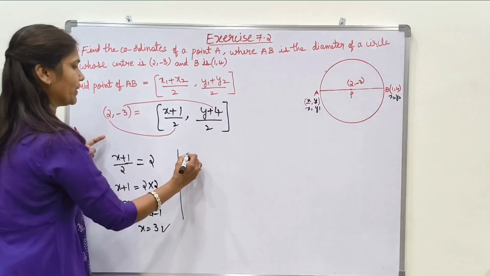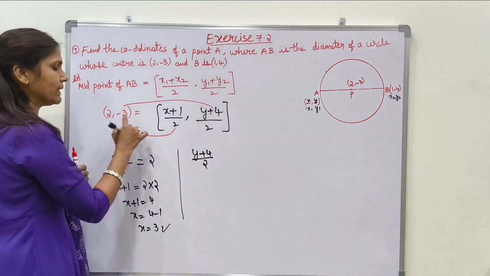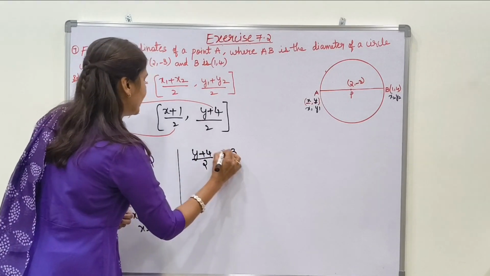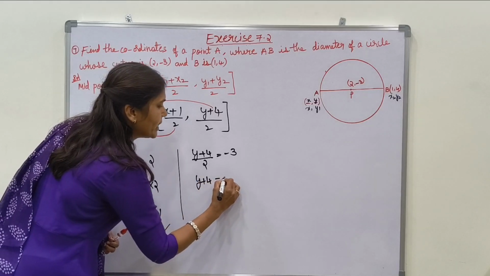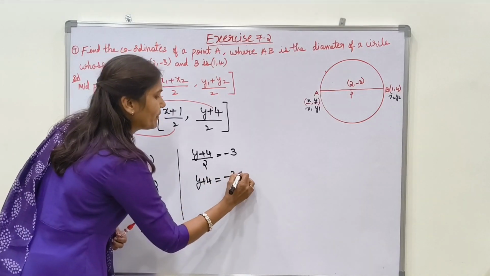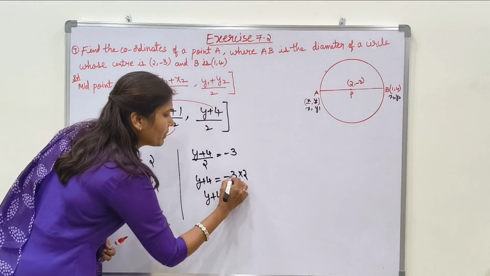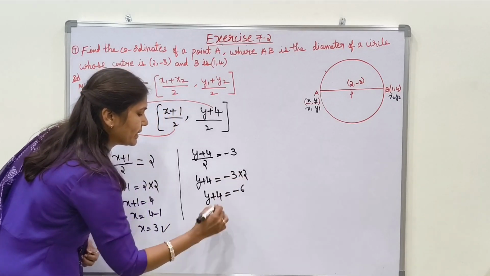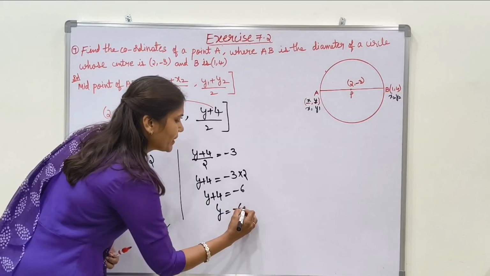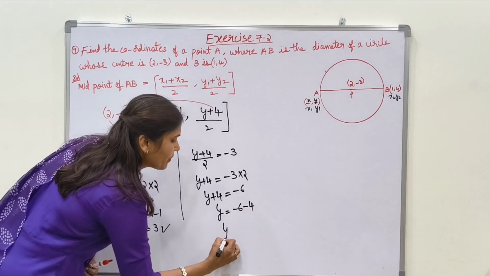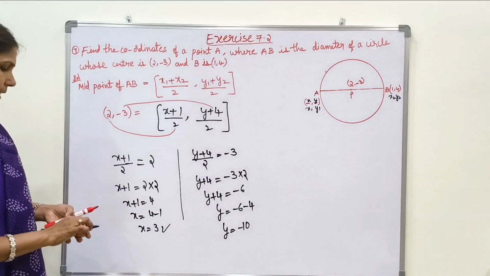Next, we will equate this one. y plus 4 divided by 2 is equal to minus 3. So y plus 4 is equal to minus 3 into 2. It is a divide, after the equal to it becomes a multiply. So y plus 4 is equal to minus 6. So y is equal to minus 6 minus 4. It is a plus, after the equal to it is a minus. So y is equal to minus 10.